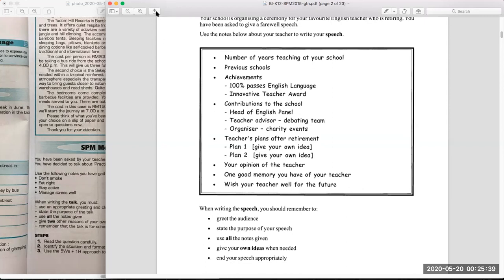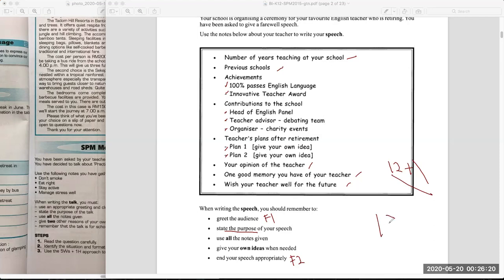Okay? You see, if I count with you, you have 1, 2, ini 3, 4, 5, 6, 7, 8, 9, 10, 11, 12. You got 12 here. Then you have format 1, format 2. Where is the one more is this one? Give the purpose. So plus 1. So 13 plus 2 equals to 15. You see? Memang ngam-ngam punya.